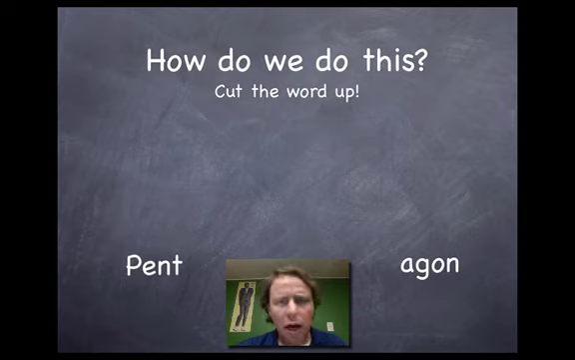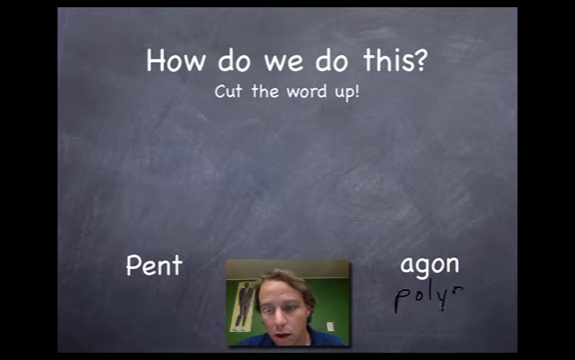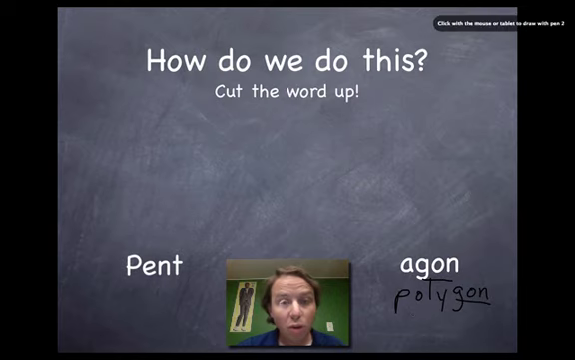Well, agon is really just what you'll see at the end of any polygon at this point. So if it has 5 sides or more, it's some sort of agon. If you look at the word polygon, see this gon? It just means it's a polygon. That's it. So really, the important part of the word here is pent.